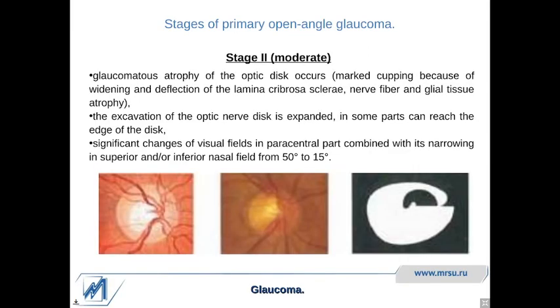The next stage, stage 2, moderate. Glaucomatous atrophy of the optic disc occurs, and the excavation of the optic disc is expanded. The excavation becomes deeper and wider, and in some parts can reach the edge of the optic disc. Significant changes of the visual field in the paracentral part combine with its narrowing in the superior and inferior nasal fields from 50 to 15 degrees. Here you see the specific paracentral scotoma of glaucoma.